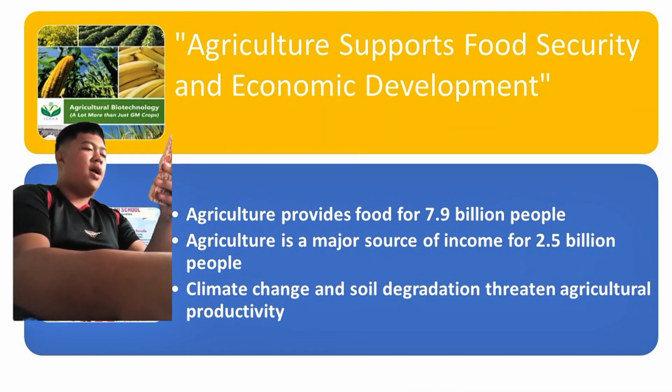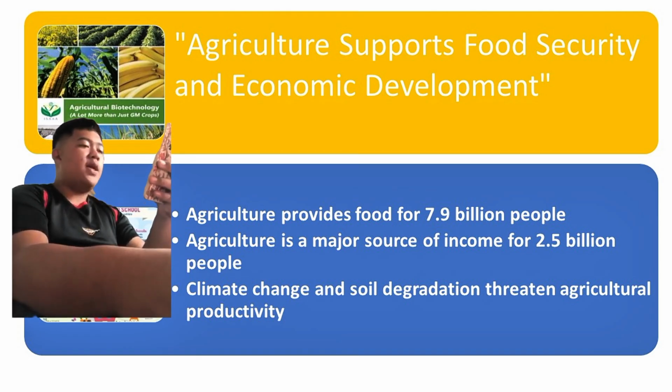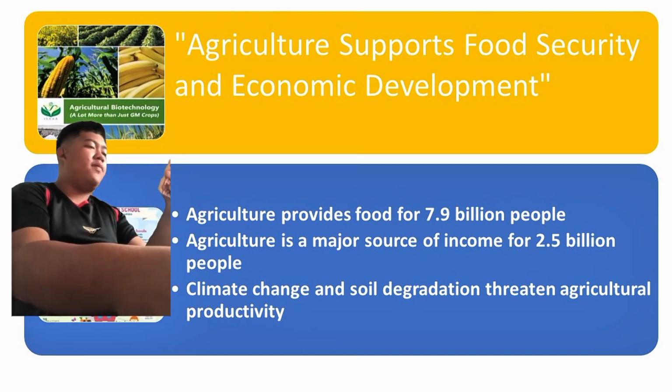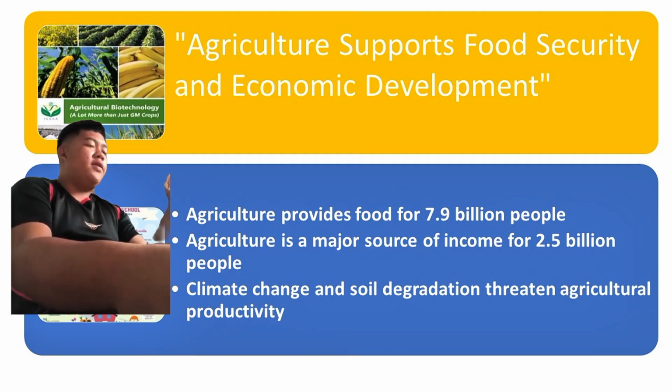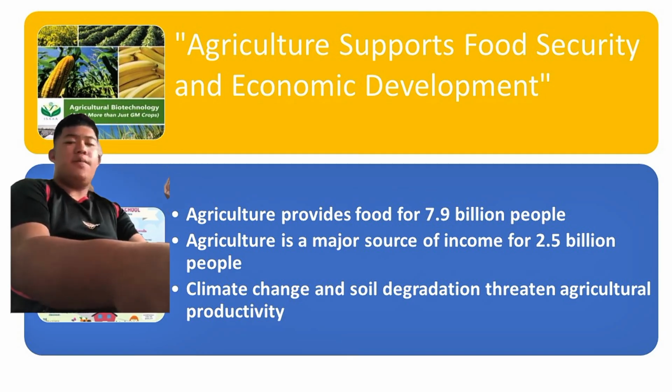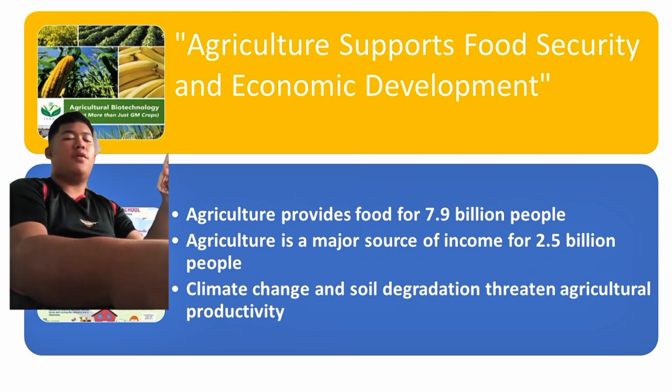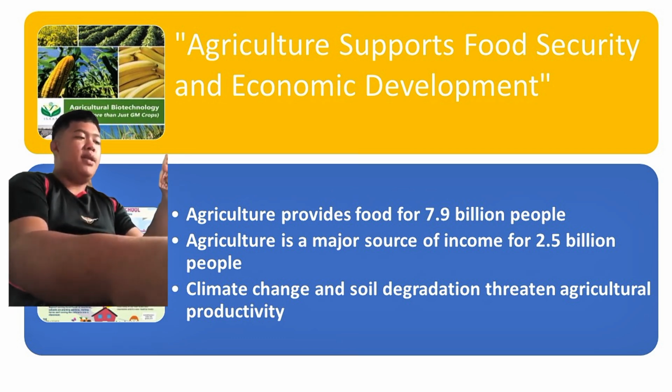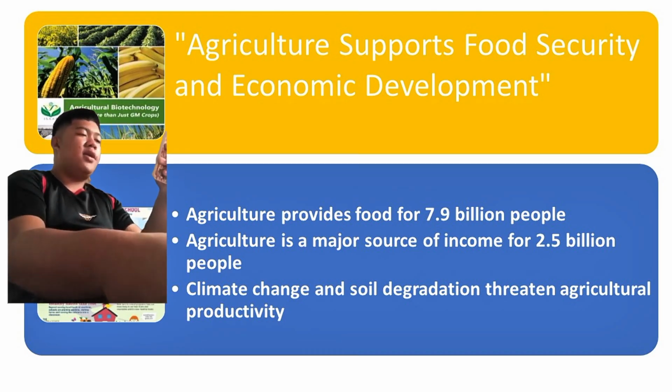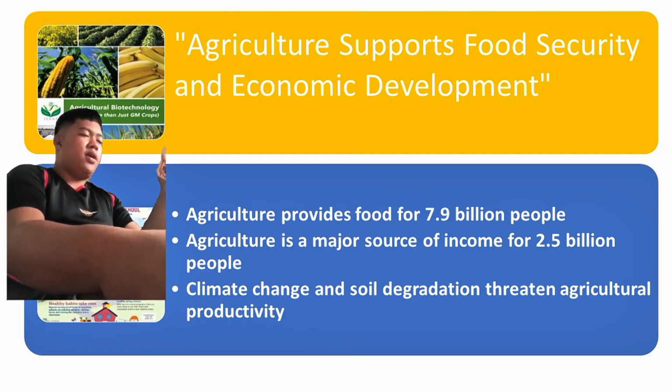Agriculture, a key to food security. Agriculture supports food security and economic development. Agriculture provides food for 7.9 billion people. Agriculture is a major source of income for 2.5 billion people. Climate change and soil degradation threaten agricultural productivity.